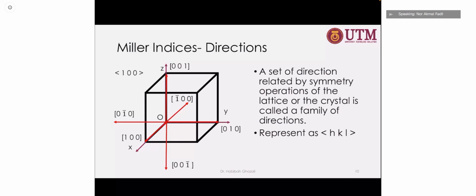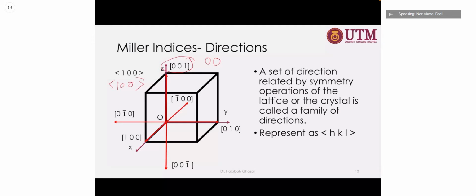Negative x, y or negative y, z or negative z. So they can be grouped in one family using this bracket. For example, the 100 family contains a direction like this one, meaning that the other directions are 0, so it only contains one axis having a direction. Either it is x, y or z, positive or negative.